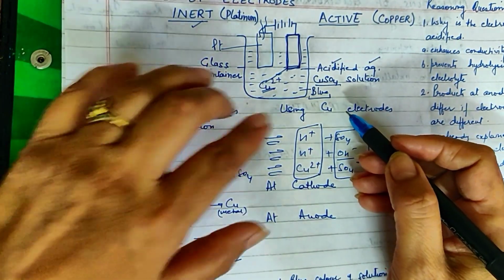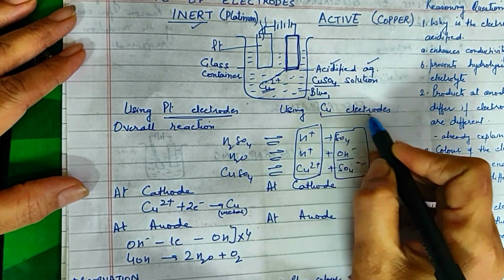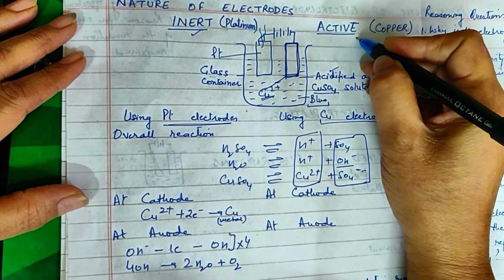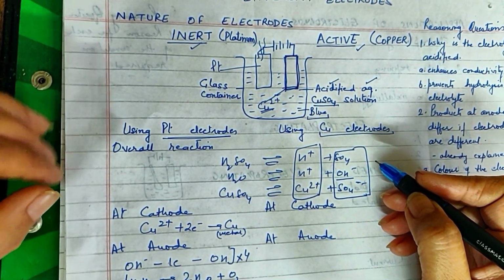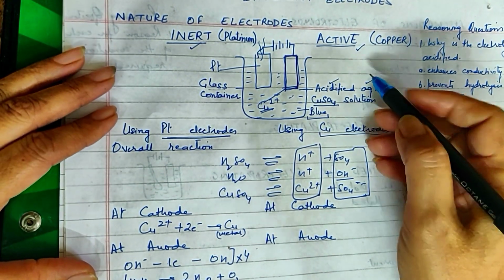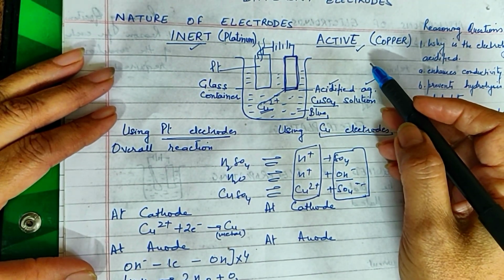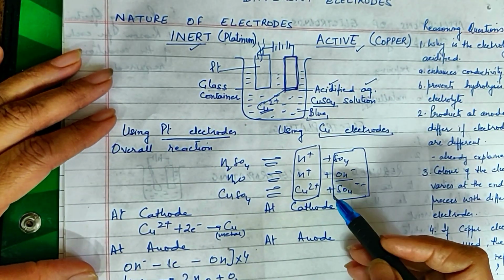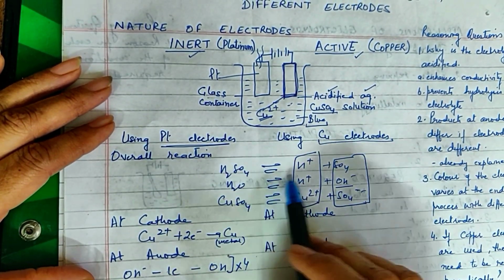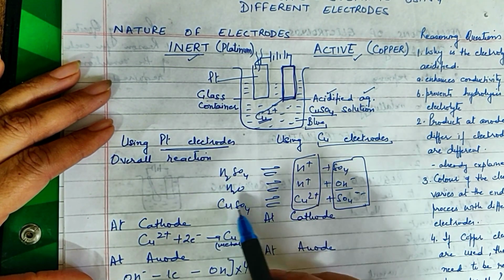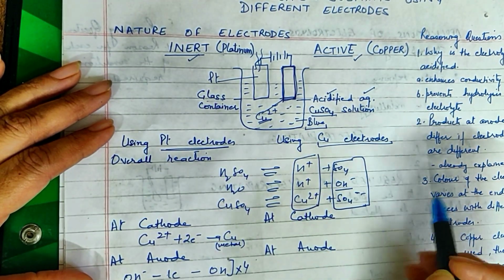Now, the same electrolyte using copper electrodes. Copper happens to be an active electrode. An active electrode is the one which itself begins to participate in the process. Fine. So let's see how the product is different when the active electrode is used. Now the overall reaction here also will be the same. H2SO4 will dissociate, H2O will dissociate and copper sulfate will also dissociate.